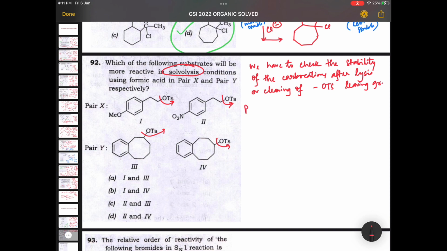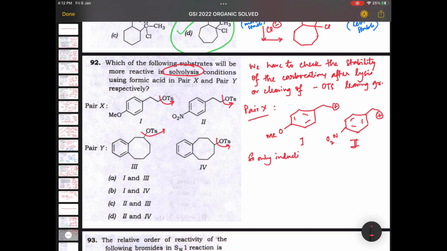So for pair X, we can see that we have got OMe in one particular benzene ring and NO2 in another particular benzene ring. So OMe is electron donating, and here we can see that there is no plus M effect that is stabilizing the carbocation. Only inductive effect is actually stabilizing the carbocation in both the cases.